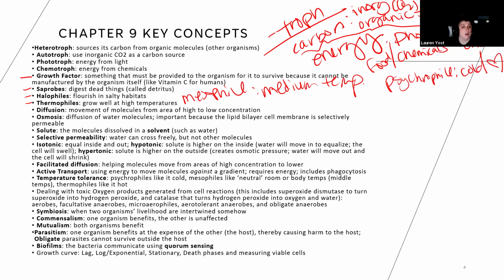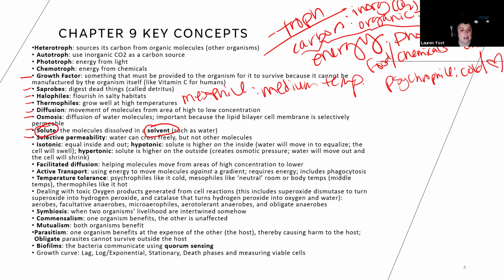All right, we talk about diffusion and osmosis. Diffusion is the movement of molecules from a high concentration to a low concentration, which is driven basically by physics. And diffusion of water is called osmosis. Things that are dissolved in a liquid are called solutes. The liquid that's doing the dissolving, like water in most biology, is called a solvent.